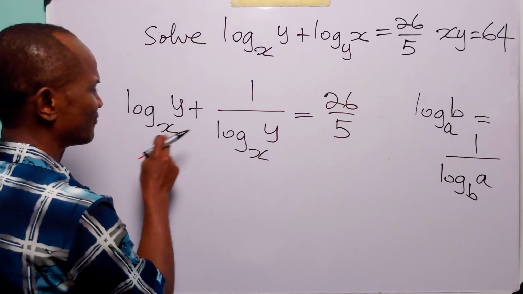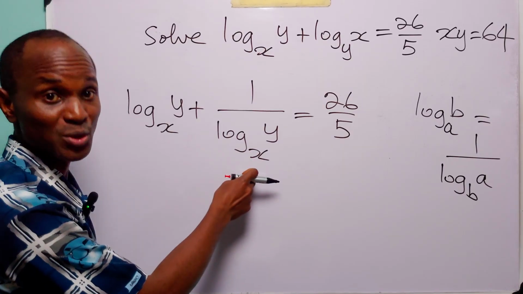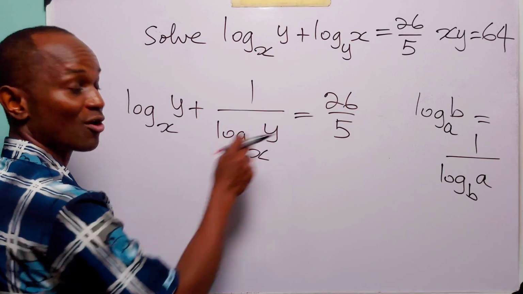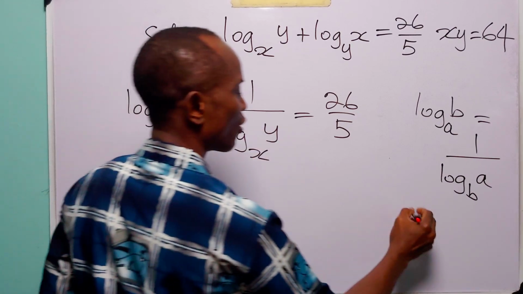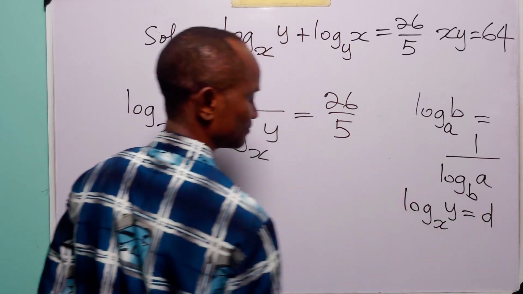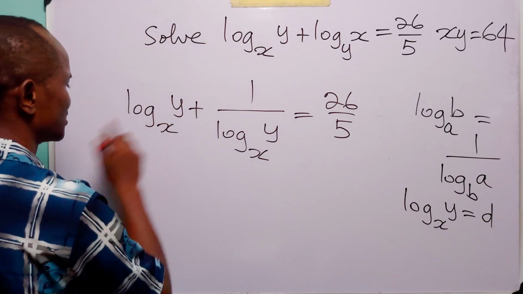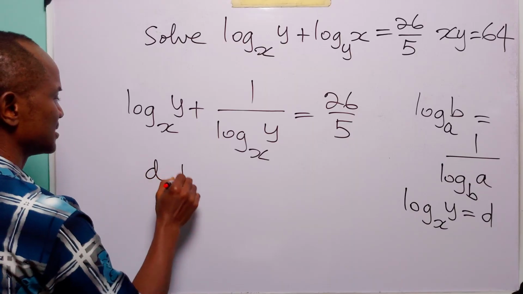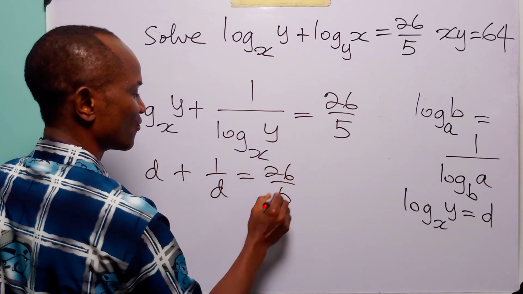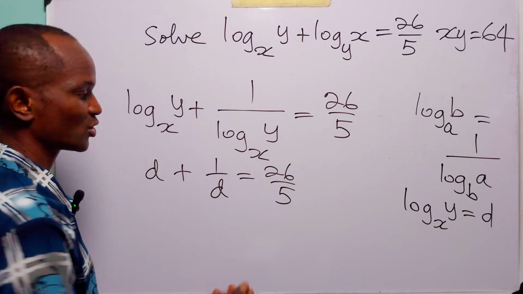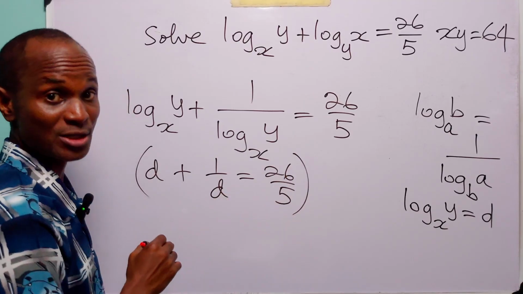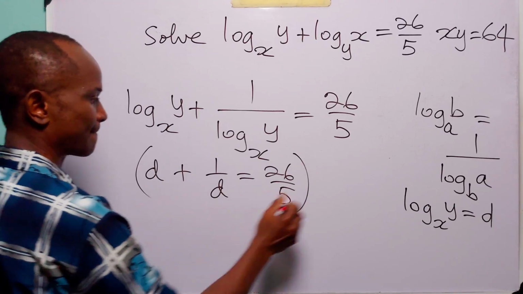Now you can see that we have the same unknown in both terms. Here we have log to base x of y, and here we have log to base x of y. So we can easily call log to base x of y d. And with this substitution, this equation is going to be d plus 1 over d is equal to 26 over 5. And of course, to get rid of these two fractions, we are going to multiply through the equation by 5 times d.